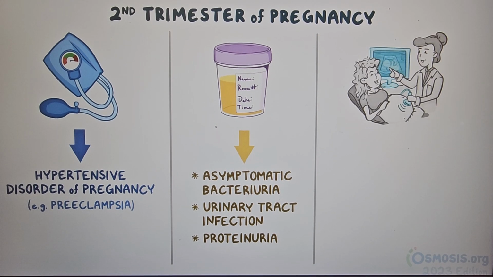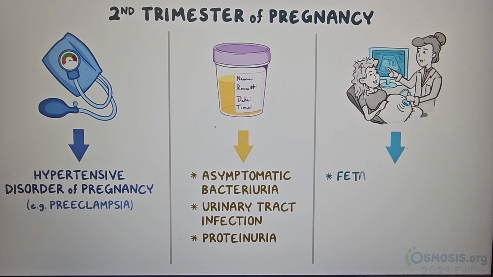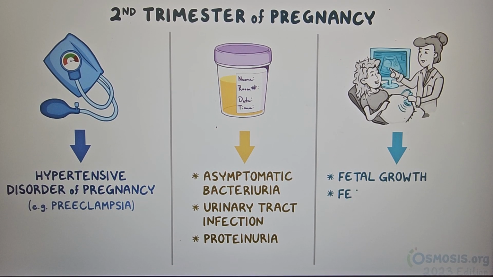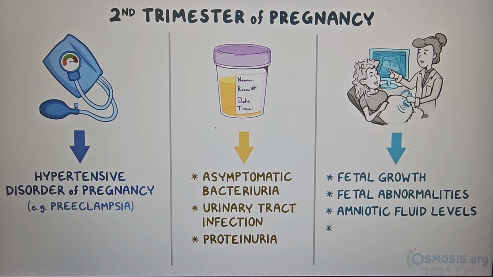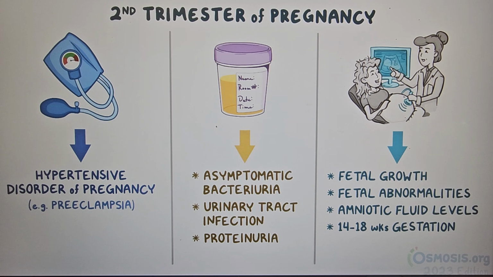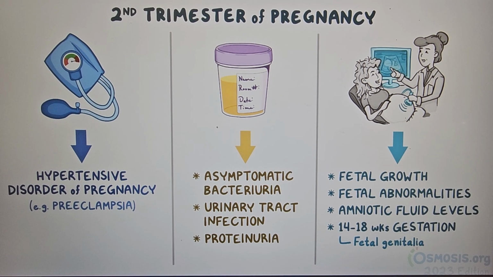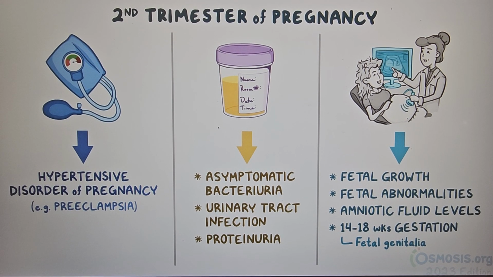In addition, an ultrasound is done at every visit to assess fetal growth, determine any fetal abnormalities, and check amniotic fluid levels. At around 14 to 18 weeks gestation, it is also possible to assess the fetal genitalia for male and female characteristics.